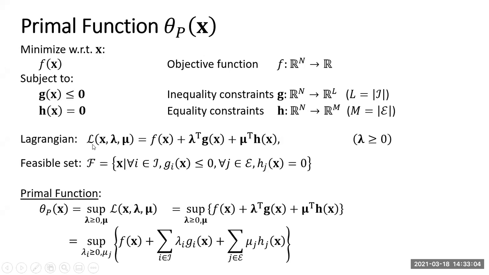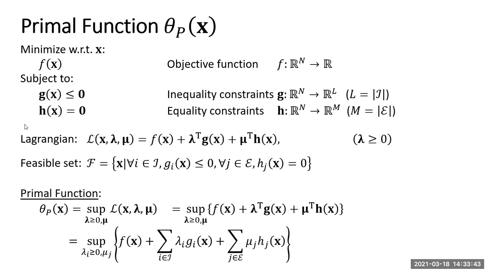The Lagrangian is L of x, lambda, mu, lambda and mu being the dual variables, which is equal to f of x, the objective function, plus lambda transpose times g of x, the inequality constraint function, plus mu transpose h of x, where h of x is the equality constraint. And this is the feasible set, the set of all points where the constraints are satisfied.